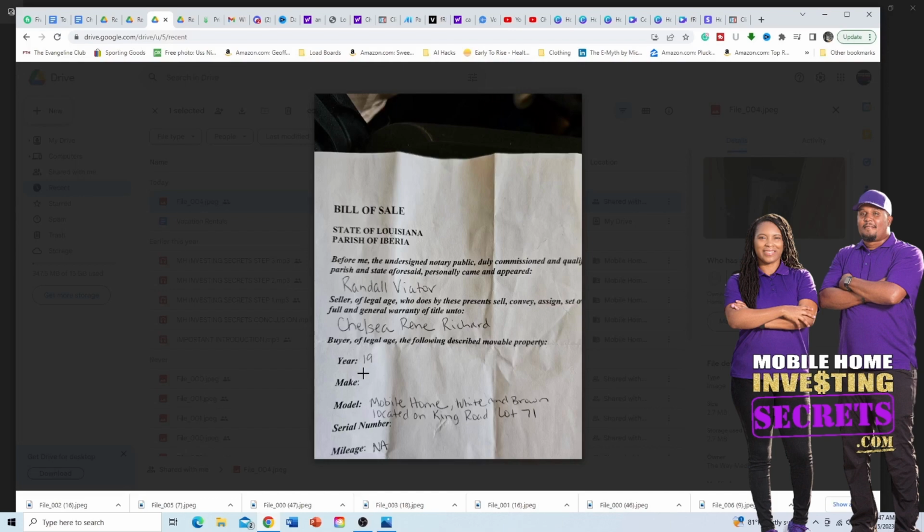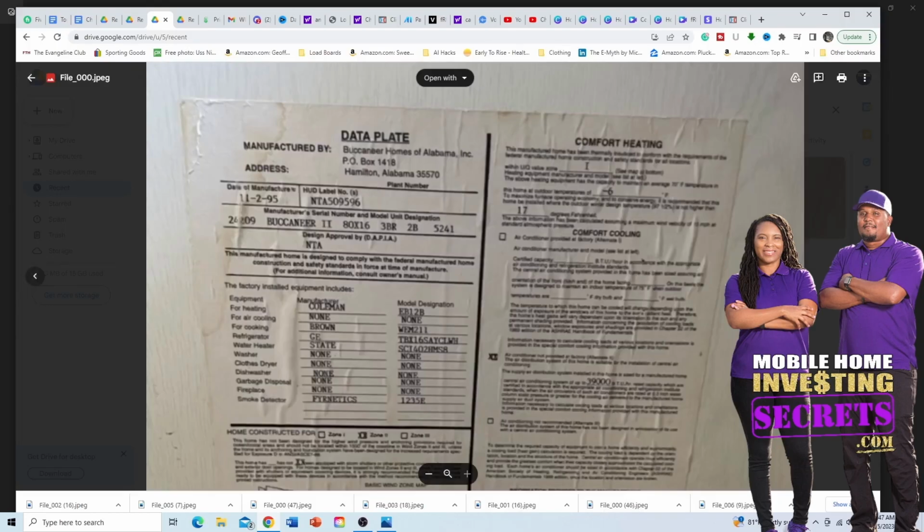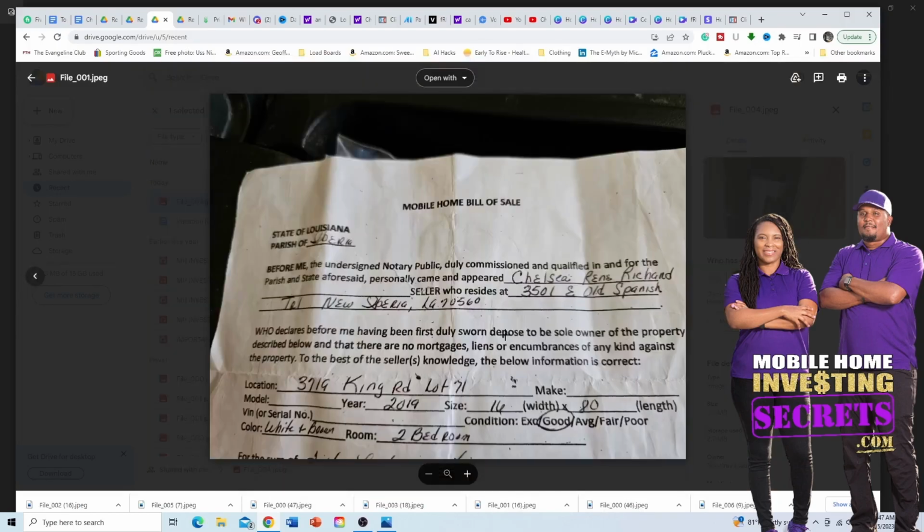And again, what threw up the red flags for us was the bill of sale. Didn't have any title. And look at this bill of sale. It doesn't look official. It looked like something that they wrote in. Didn't fill out all the correct paperwork. I think I have another picture of it. Yeah, there we go. Well, look at this paper. They had it: year 2019, 16 by 80. And in no form or fashion was this a 2019 mobile home.